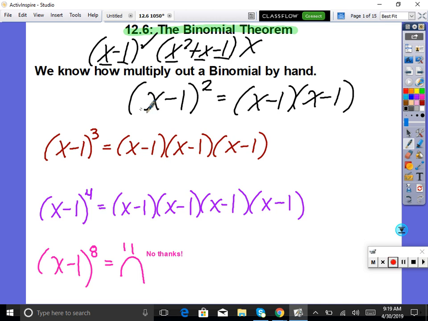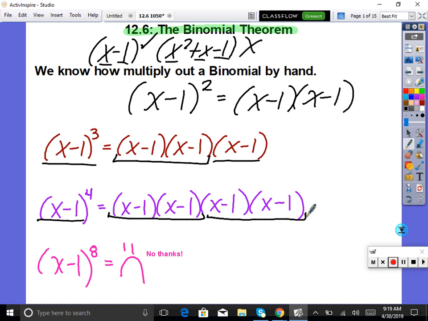So look, if I asked you to do x minus 1 squared, you would write it out as x minus 1 times x minus 1. You would double distribute, combine like terms. Doable. X minus 1 cubed, you would multiply these two together, combine like terms, then multiply in the third. Also doable. X minus 1 to the fourth, you'd multiply these two together, combine like terms, then multiply those two together. So still not bad, but anything after that, it starts to get tedious and hard.